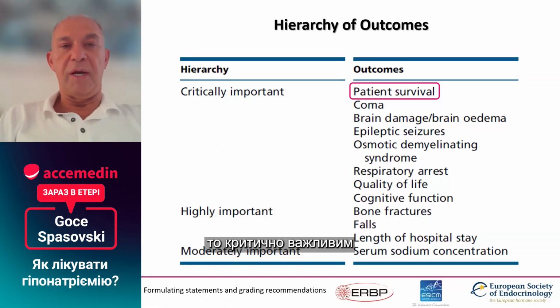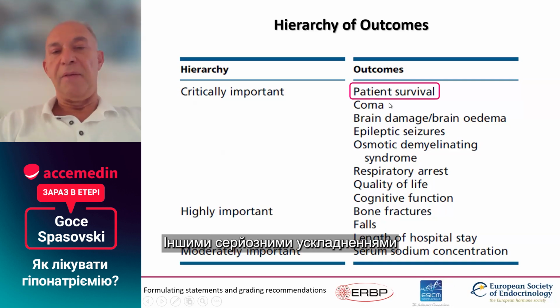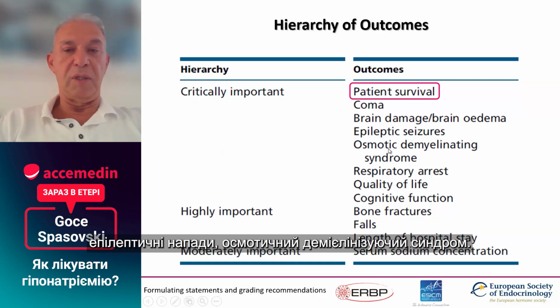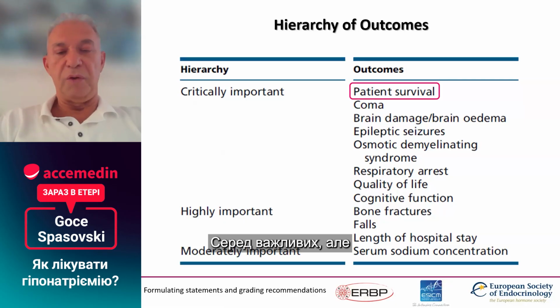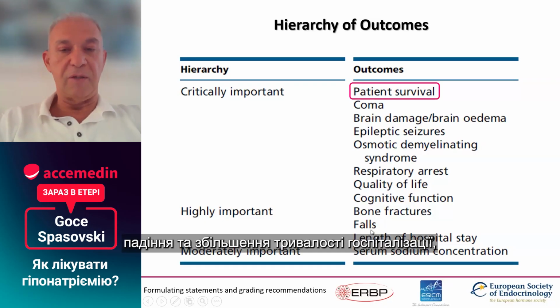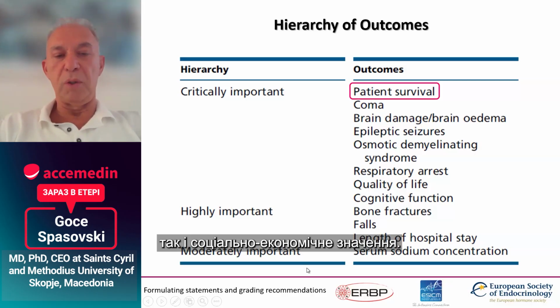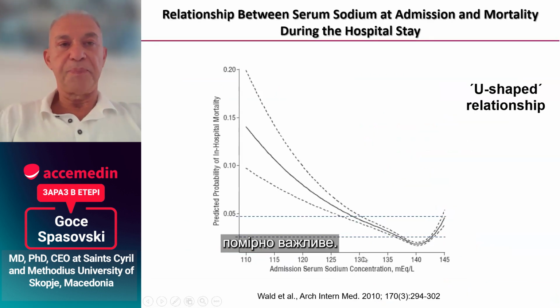But let's go to the hierarchy of outcomes. The critically important outcome is certainly the patient's survival, and then coma, brain damage, epileptic seizure, and osmotic demyelinating syndrome, which depends on the treatment. Highly important are bone fracture outcomes, falls, and length of hospital stay, of course, which is important as a socioeconomic factor, and moderately important is just serum sodium concentration regulation.